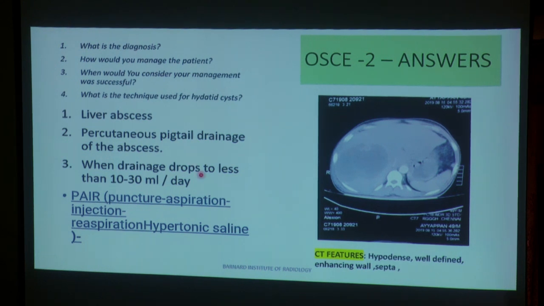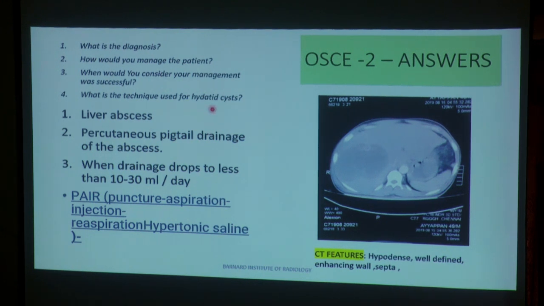When the drainage drops to 10 to 30 ml, provided there is no block in the catheter, and you have to assess it by a repeated ultrasound or CT, where you can see the size of the abscess has collapsed and the drainage has dropped to less than 10 ml, then you can remove the catheter.